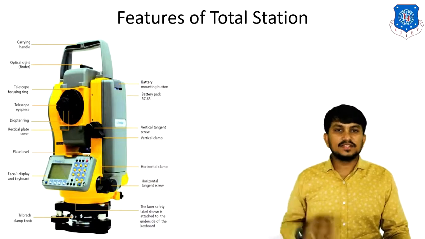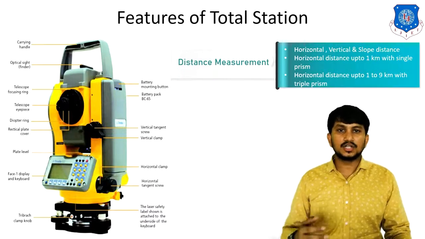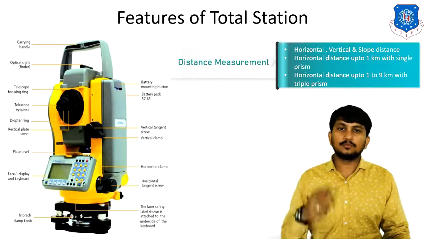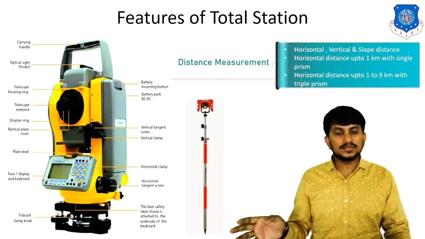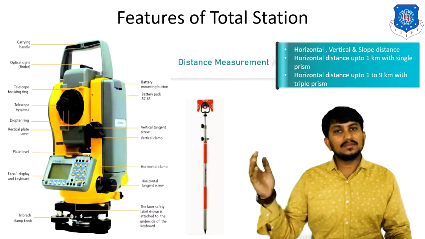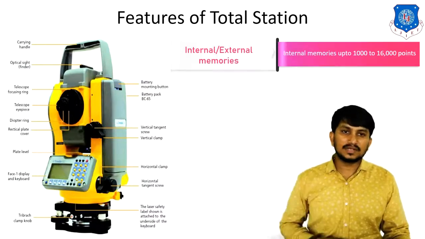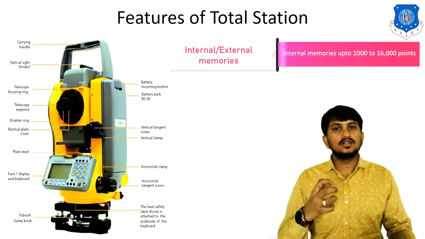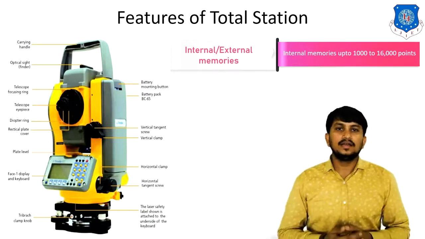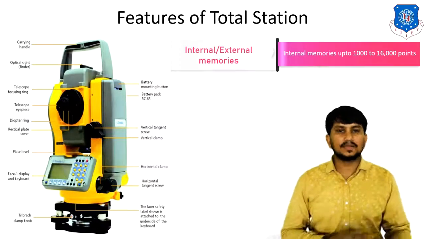Next feature is distance measurement. This total station can be used for taking horizontal, vertical as well as slope distance. For horizontal distance up to 1 kilometer, a single prism assembly is used. For horizontal distance of 1 to 9 kilometer, a 3 prism assembly can be used. Next is internal or external memory. For storage of the readings, internal memory or a memory card is there, having storage capacity of 1000 to 16,000 points.